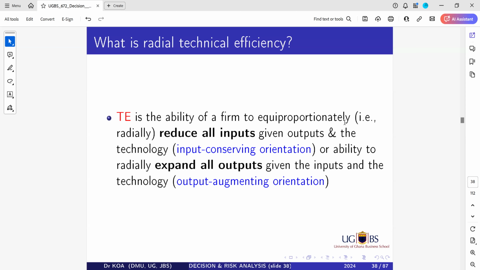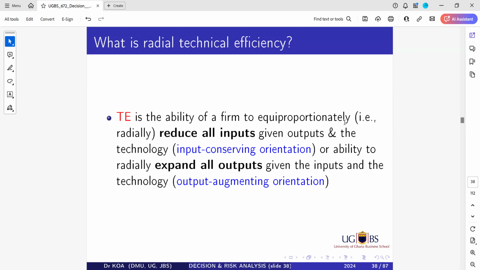So radial technical efficiency is efficiency measurement from the origin to the boundary of the curve, or in this case, the production possibility curve. That maintains the ratio, that maintains the proportion, that maintains the percentage use of the input or the percentage production of the output. That is radial efficiency.